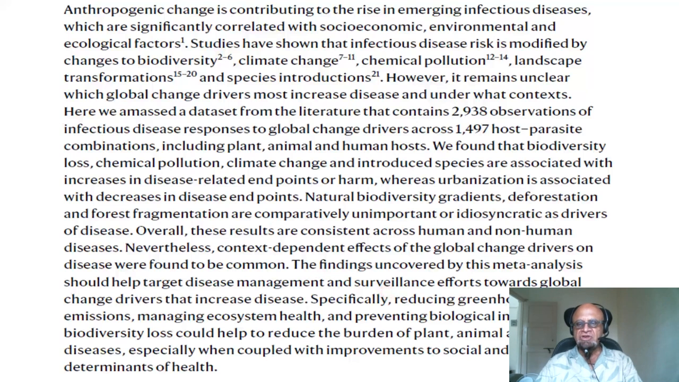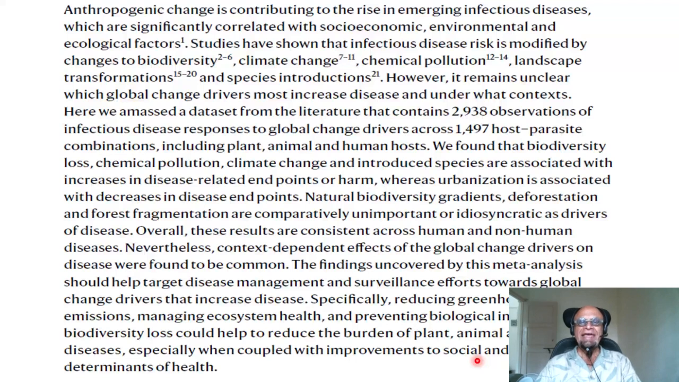The findings uncovered by this meta-analysis should help target disease management and surveillance efforts towards global change drivers that increase disease. Specifically, reducing greenhouse gas emissions, managing ecosystem health, and preventing biological invasions and biodiversity loss could help to reduce the burden of plant, animal, and human diseases, especially when coupled with improvements in social and economical determinants of health.